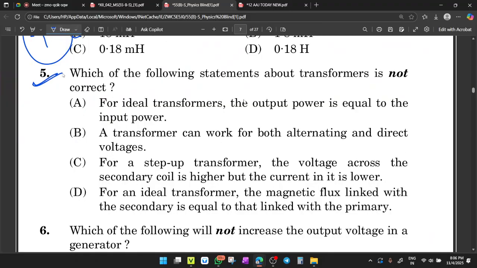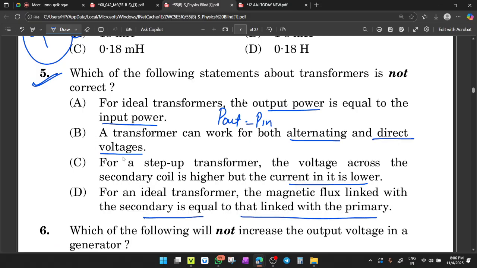Now, next question. Fifth question from the chapter AC. Which of the following statements about a transformer is not correct? Okay, we have to find the incorrect statement. First, for an ideal transformer, output power is equal to the input power. Second, a transformer can work for both alternating and direct voltage. Third, for a step-up transformer, the voltage across the secondary coil is higher, but the current is lower. Fourth, for an ideal transformer, the magnetic flux linked with the secondary coil is equal to that linked with the primary coil. So tell me which is the correct answer.